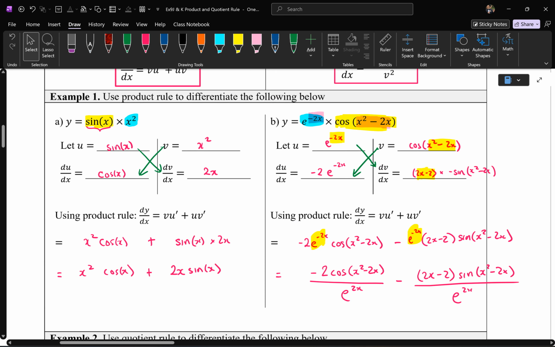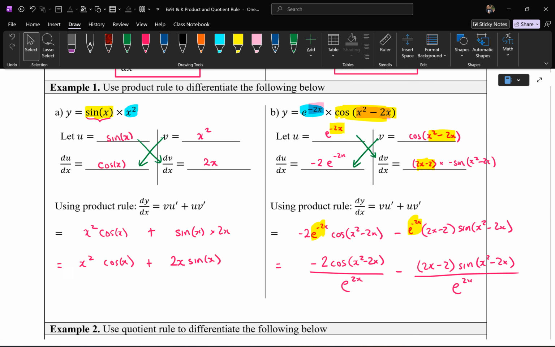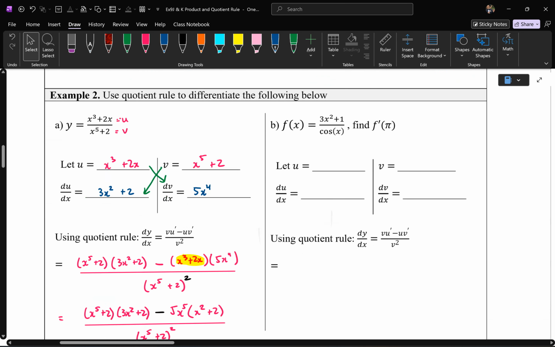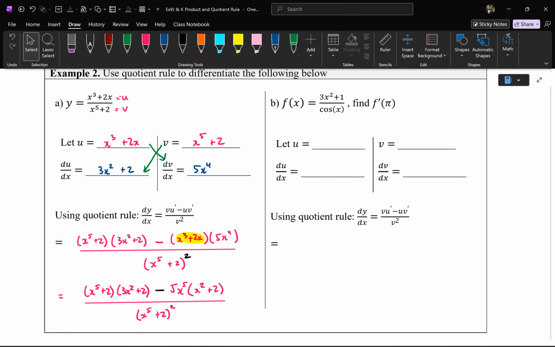Quotient rule is exactly the same. You just need to identify when you have them. So here we go. I've got this one done already because its power rule is pretty straightforward. Top one is U, bottom is V. You can copy that one down or you can try it yourself. I'm going to do the second one, so B, so it becomes more obvious.